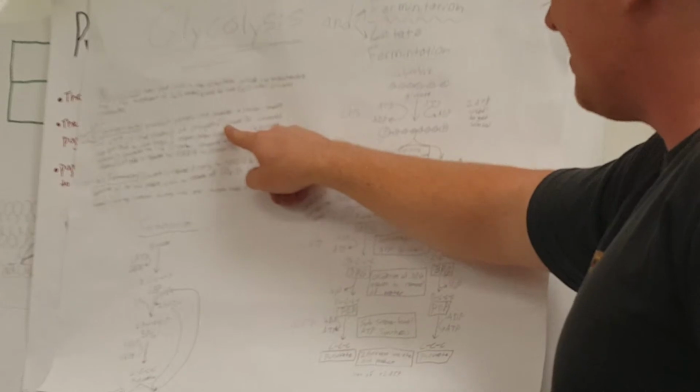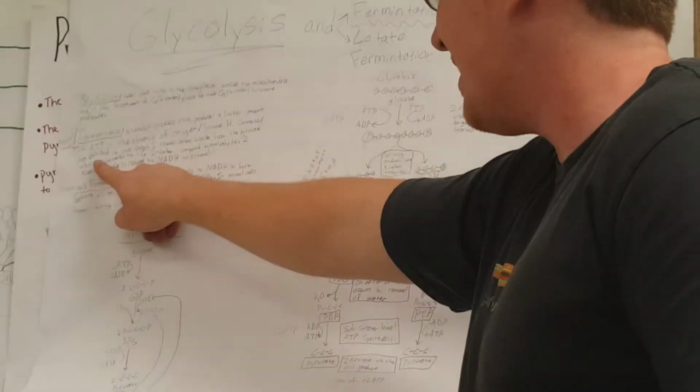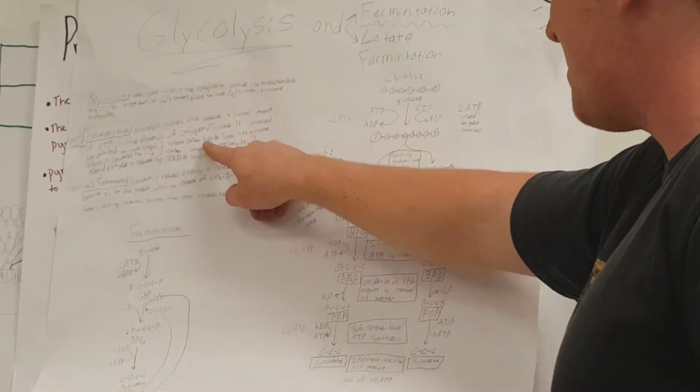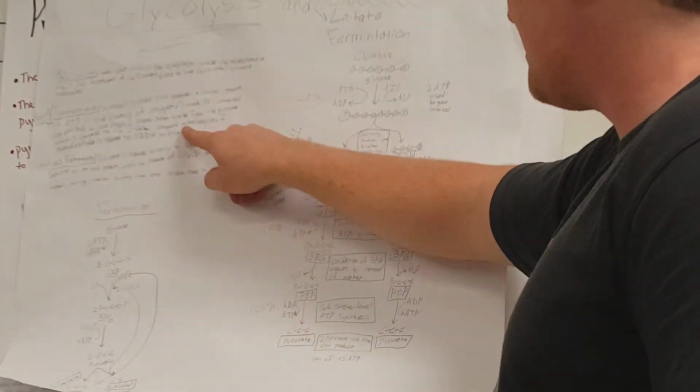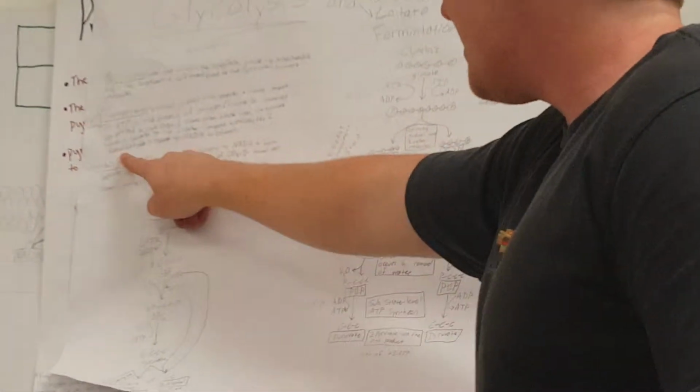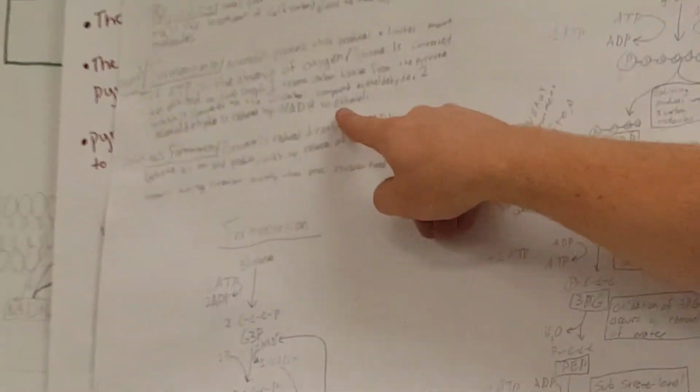Alcohol fermentation is where pyruvate is converted to ethanol in 2 steps. First step, release of carbon dioxide from the pyruvate, which is converted to the 2-carbon compound acetaldehyde. Step 2, acetaldehyde is reduced by NADH to alcohol.